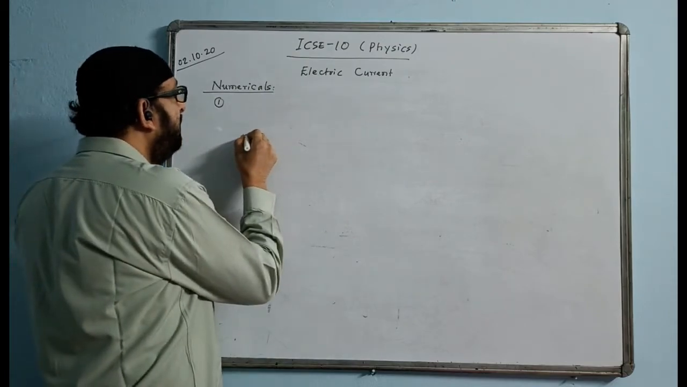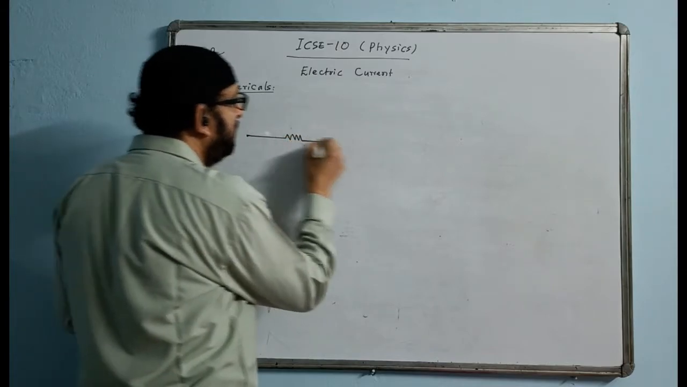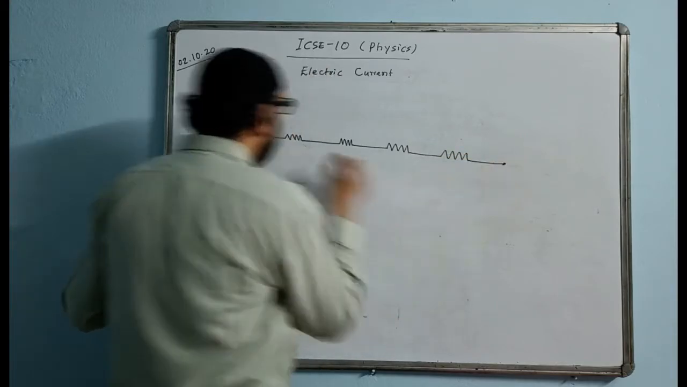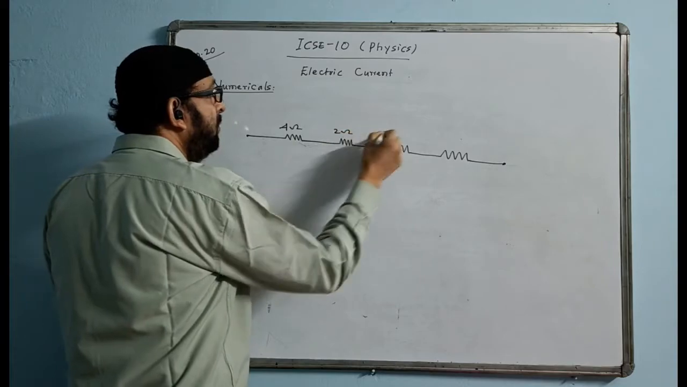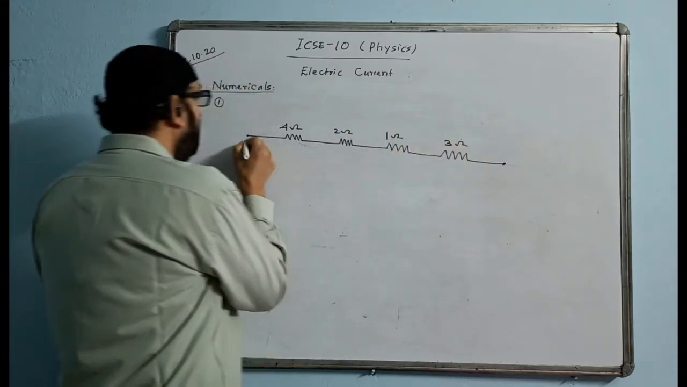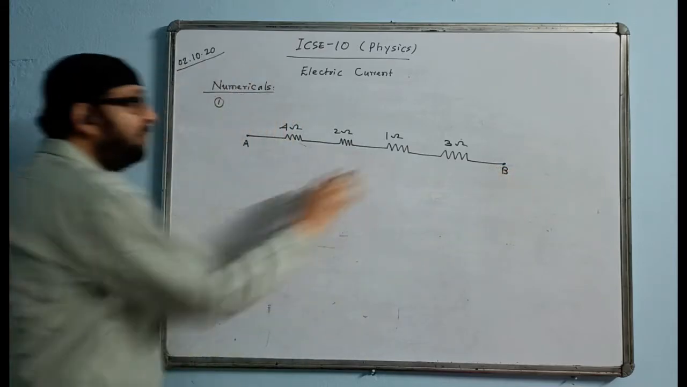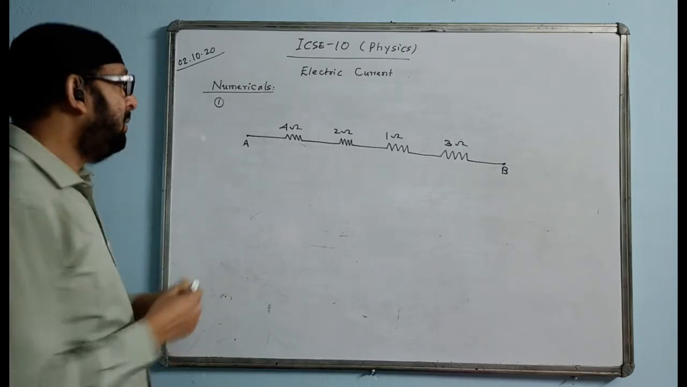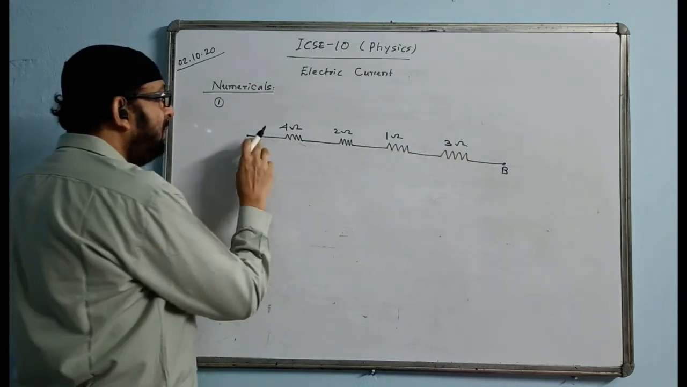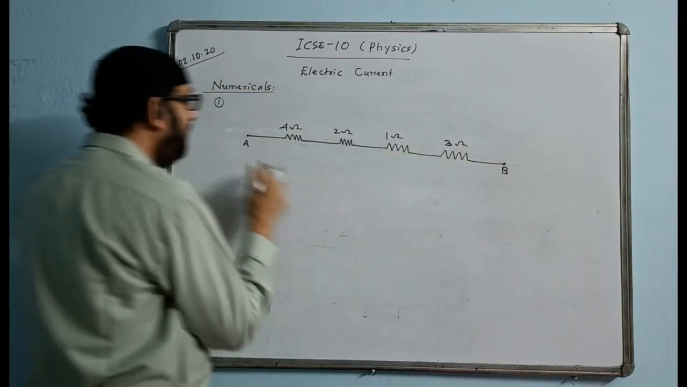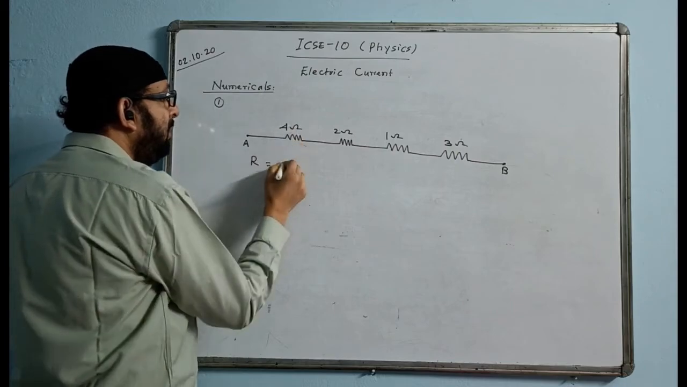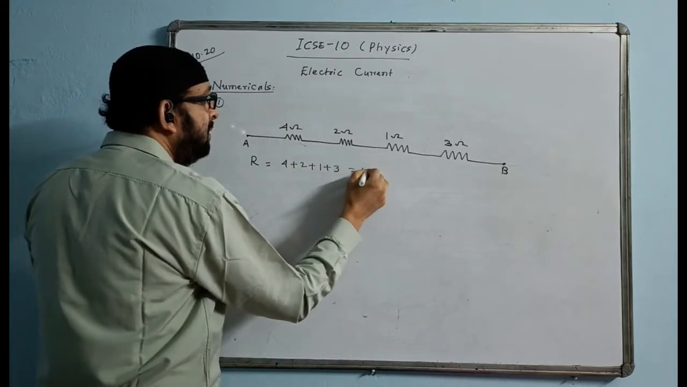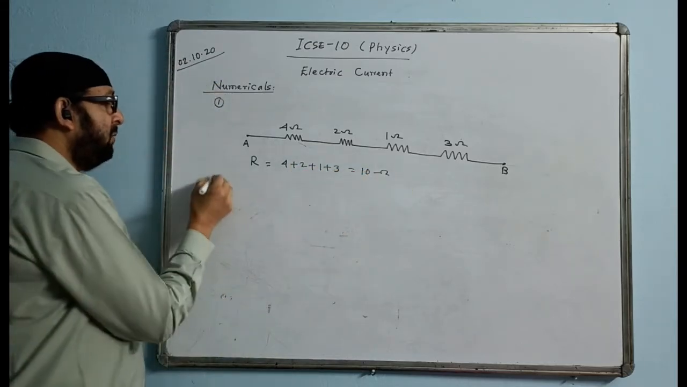They have given a circuit like this, a simple one. So this is 4 ohm, 2 ohm, 1 ohm, 3 ohm. This is A and this is B. We have to find the total resistance. We will see what type of combination these resistances are in. We say they are in series because all are in the same line, the same current will flow everywhere. Current is not dividing. The direct answer will be R is equal to 4 plus 2 plus 1 plus 3. Answer is 10 and the unit is ohm. This is the first one.